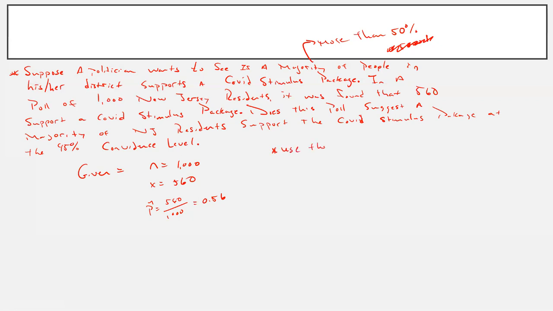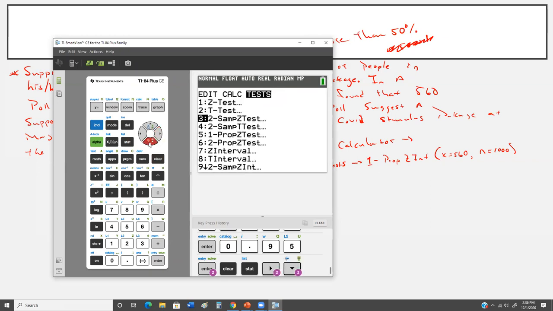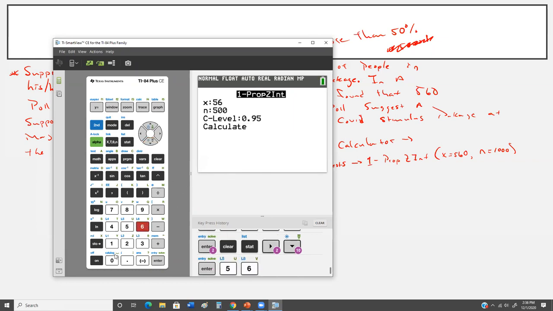So you're going to use the calculator. You're going to use the option stat, tests, 1-PropZInt, and you're plugging in 560 and 1,000. So you go over to stat, then tests, and down to 1-PropZInt right here. 560, 1,000, that's awesome. Confidence level 0.95. Let's calculate.